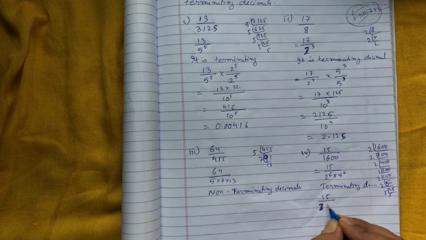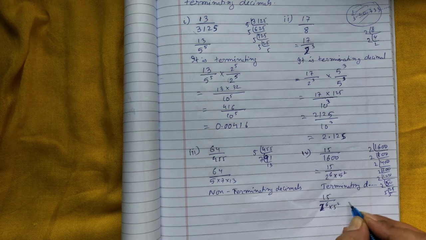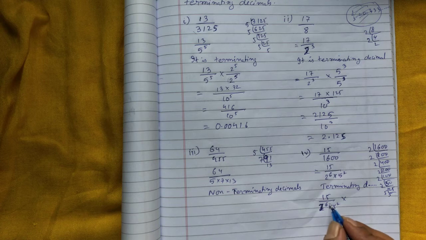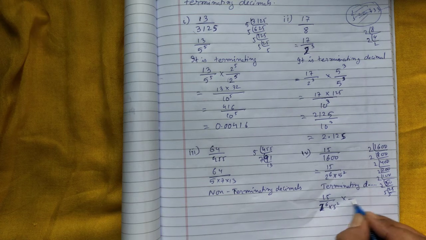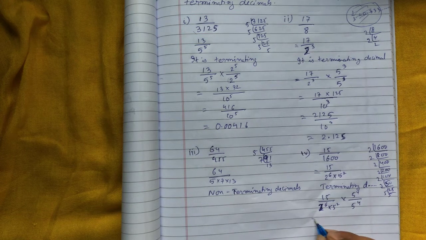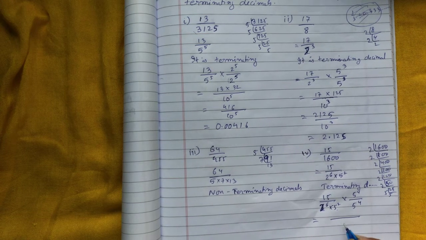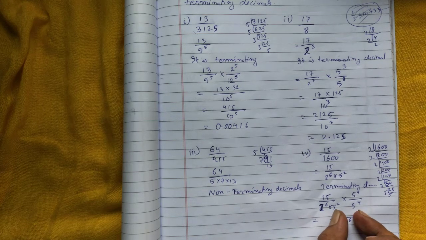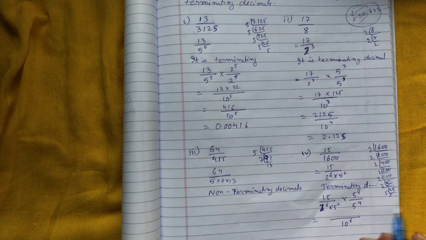This is 2 power 6 into 5 square. See, 2 is already power 6, 5 is square. That means how many 5s are needed to make power 6? Yes, 5 power 4. Then it will become 5 power 6. So the downside will be 10 power 6. This 5 is 5 power 6, and 2 power 6 is 10 power 6.